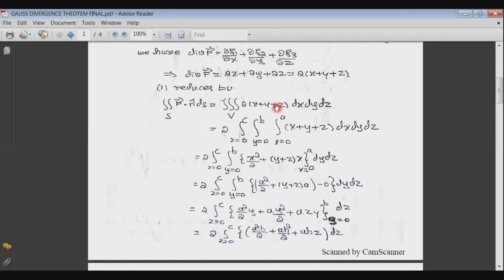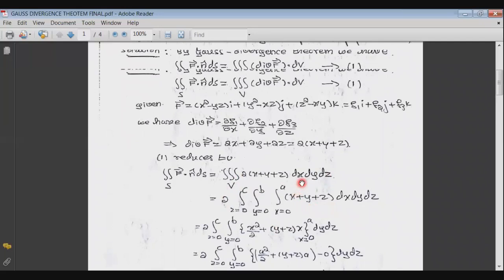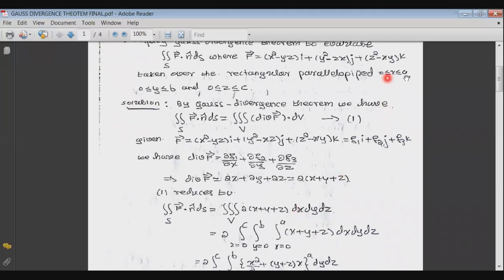If we use the value of divergence of f bar on the RHS, we can write it like this: the triple integration over the volume V of 2 times (x plus y plus z) dx dy dz. 2 is a constant, it can be taken outside. Here, the order of the integration is first with respect to x, next with respect to y, next with respect to z. First we have to set the limits with respect to x, and x varies between 0 and a. Then the limits for y vary between 0 and b, and for z between 0 and c.